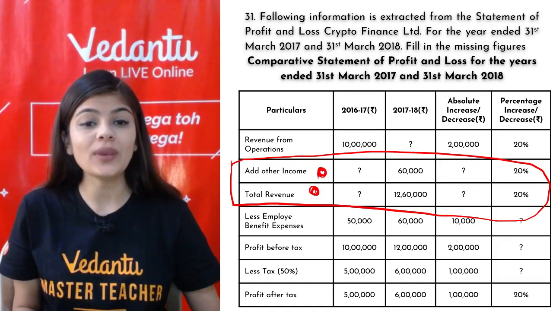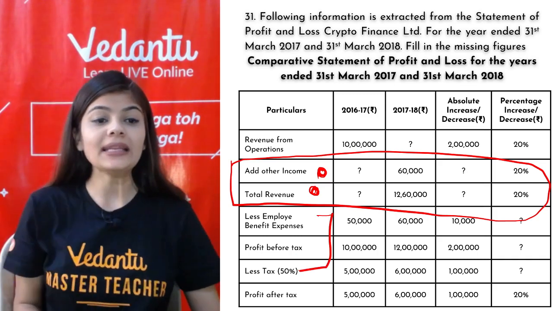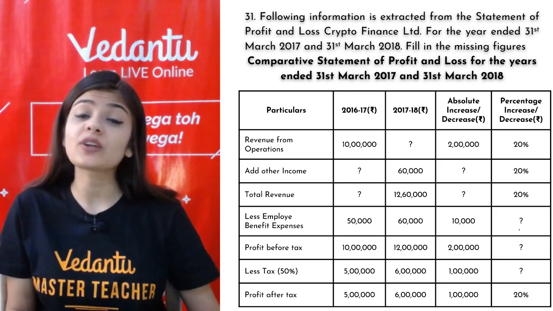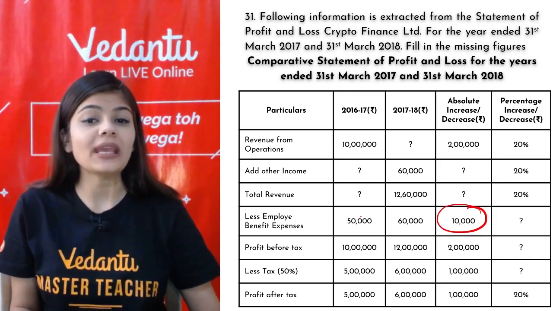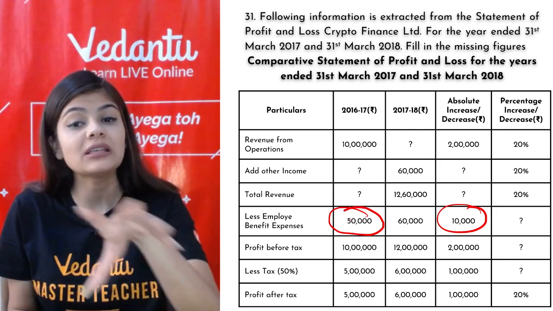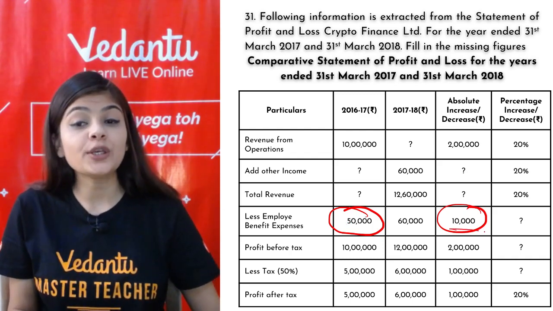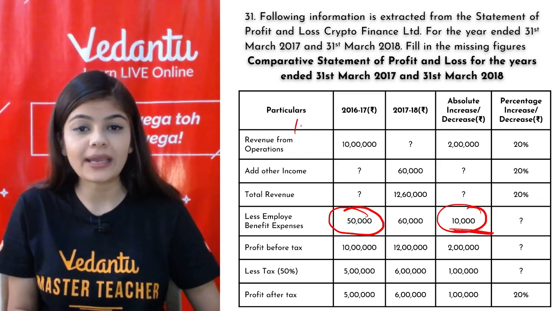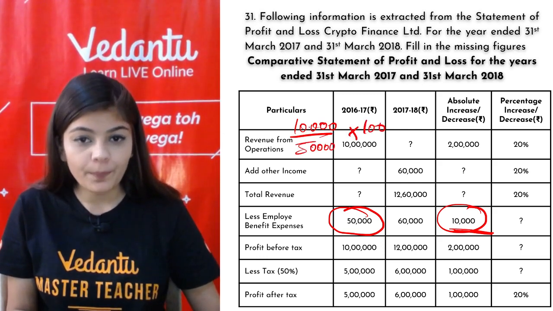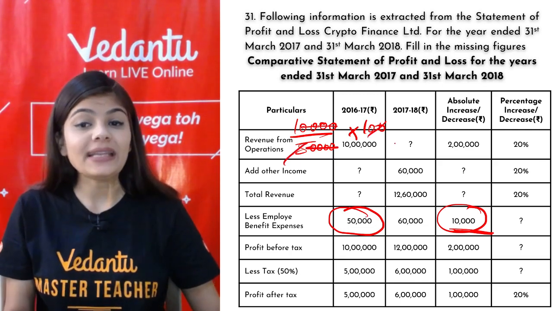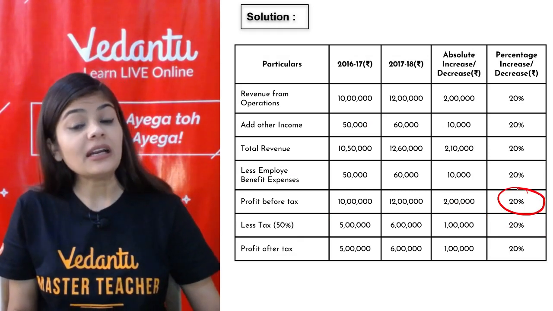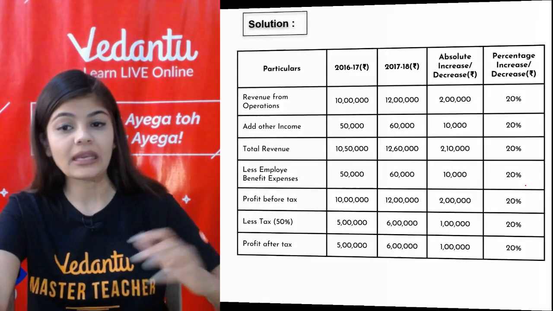Till now, we can calculate the other part, and in that you have to only find out the percentage change. So how do we calculate percentage change? Absolute change divided by previous year multiplied by 100. So absolute change 10,000 divided by 50,000 multiplied by 100, your percentage will be 20%. Similarly, you will calculate the percentage for the remaining items.